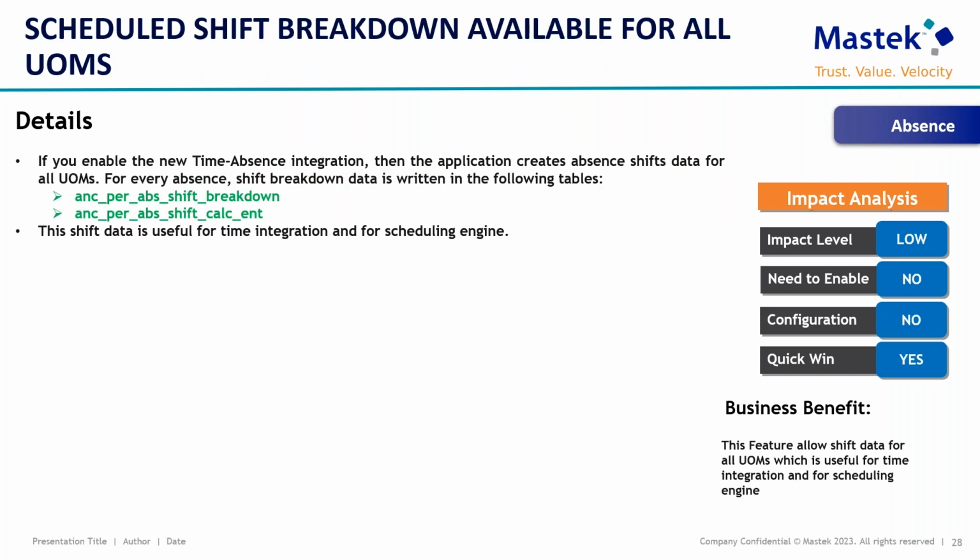The next feature is schedule shift breakdown available for all the units of measure. This feature allows all the shift-related breakdowns, and that is available for all the units of measure that we have. For every absence, shift breakdown data is written in the following tables. These are the two tables through which we can get the details of shift-related breakdowns. This shift data is useful for time integration and for scheduling engines.